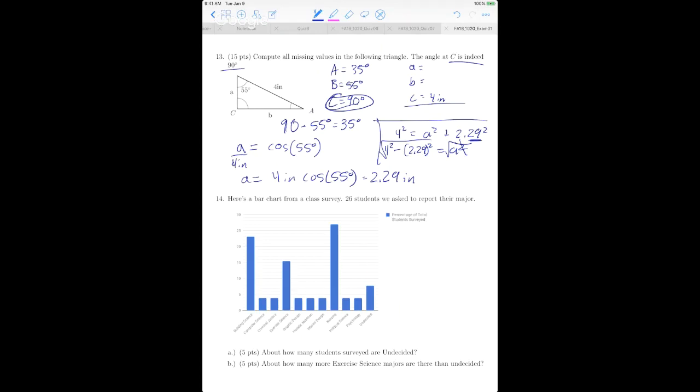I'm actually going to keep all the digits in my calculator here. So I'm just going to go answer squared. And I'm going to go 16 minus answer. I'm going to take square root of answer. And I get that B is about 3.28. And I got that from solving that sucker, or simplifying that sucker, I should say. Okay.